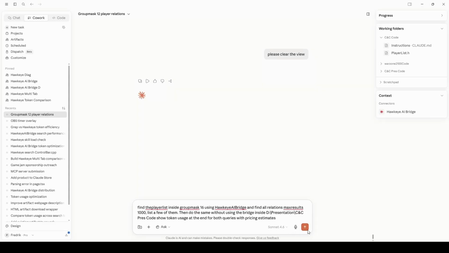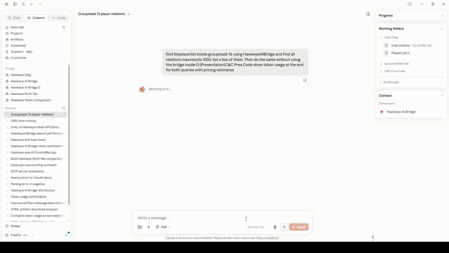So here's what I'm gonna do. I'm giving Claude one single instruction. I'm asking it to search for the player list across the entire codebase using HawkeyeAIBridge, find all its relations, and then do the exact same search again without Hawkeye, using regular grep.